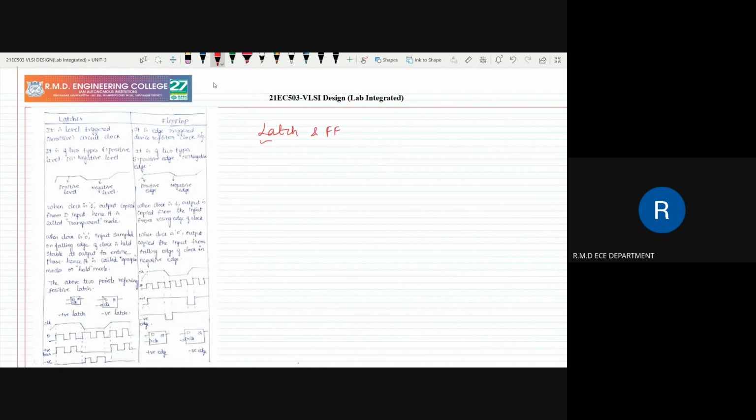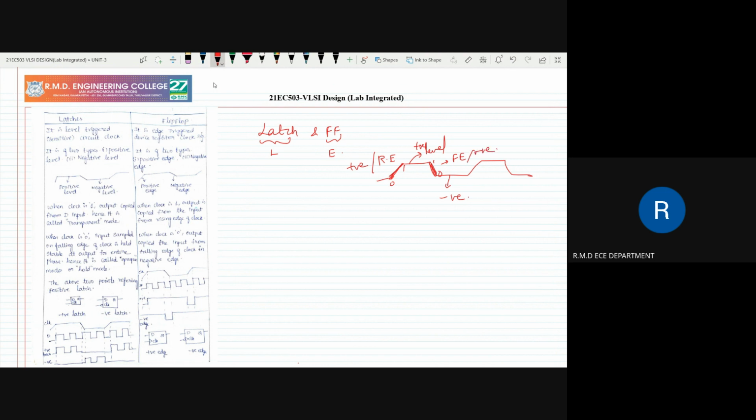So a latch is level triggered and a flip-flop is edge triggered. Consider the clock pulse signal waveform, which is like this. This is called the level portion, and if it is high, it is called positive level, and down will be called negative level. In the same way, these are called edges. When it rises from 0 to 1, it is called a rising edge. When it goes down from 1 to 0, it is called a falling edge. Otherwise they are called positive edge and negative edge.